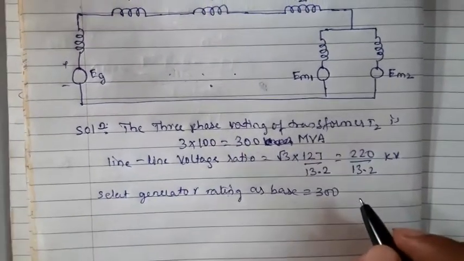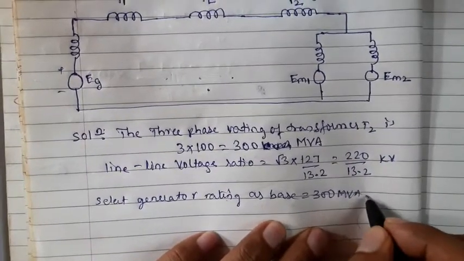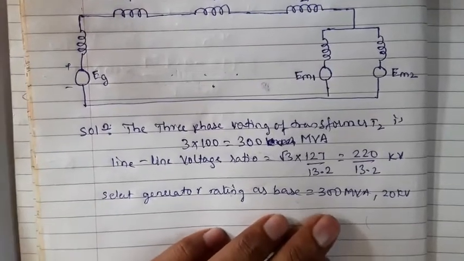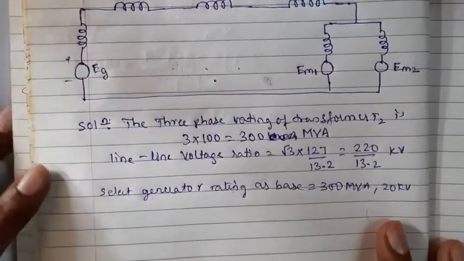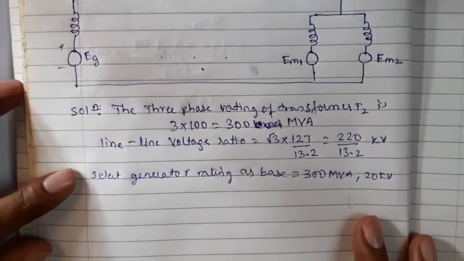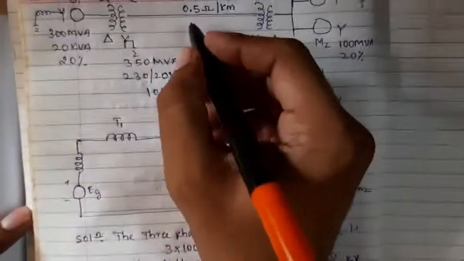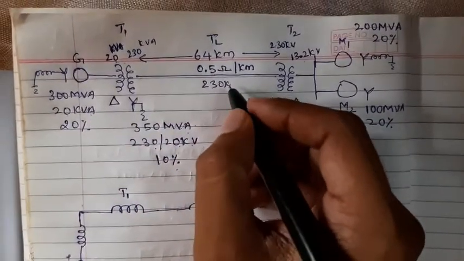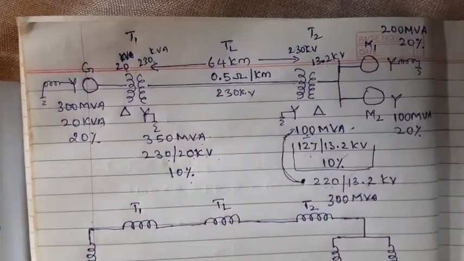Whatever 300 value we are getting, MVA, that is the base value. We have to apply it for the whole system. Now in the transmission line, what is the transmission line? It is 230 kV. This is the 230 kV transmission line, so it becomes complete 230.